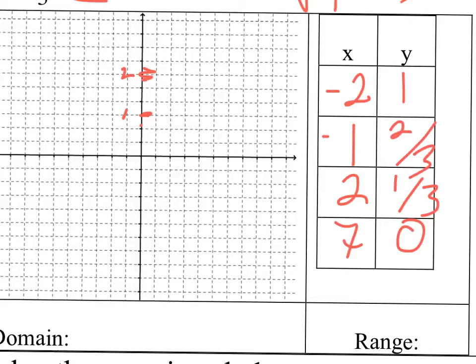Okay, negative 2 comma 1, so negative 2. That's my end point. Negative 1 comma 2/3. 2 comma 1/3. And then 7 comma 0, 3, 4, 5, 6, 7. Okay, very carefully, I'm going to draw my curve, totally missing that middle point. There we go, it's so much better.